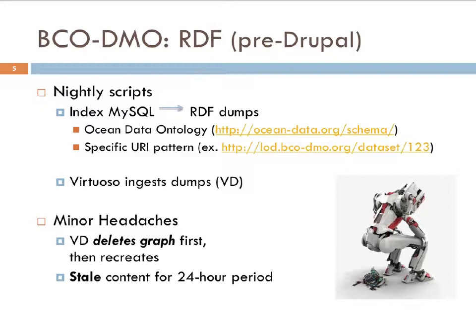And so when that nightly script finishes, Virtuoso then ingests those dumps, which I like to call VD just because it gives me some minor headaches, I'll say. The process works very well, and it's really worked out for us, but there are a couple things that, if I could, I'd love to tweak if it's possible in Drupal. The first one is that when Virtuoso ingests these dumps, the first thing it does is delete the entire graph and then recreate it. Certainly that's the safest way to insert that data and make sure that the data is correct. But for a period of time there, it looks like our endpoint doesn't have any data. So that's a minor headache that I'd love to deal with. And then these nightly scripts, since they only run once a day, our content is stale for a 24-hour period.